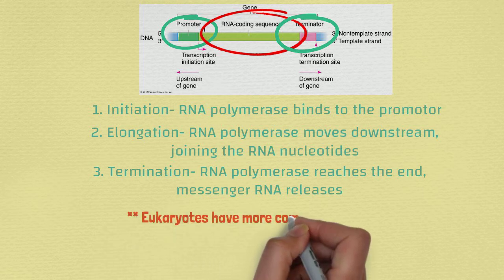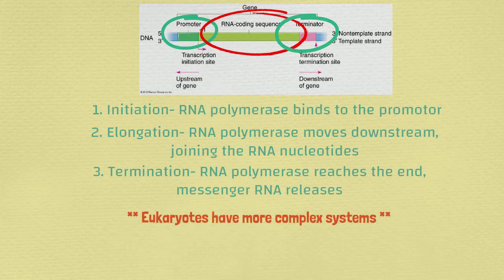It's important to note that eukaryotes have more complicated systems. Eukaryotes don't actually have the terminator that's in prokaryotes, but it's a lot more complex, and that's an idea for a future video. Transcription has completed.